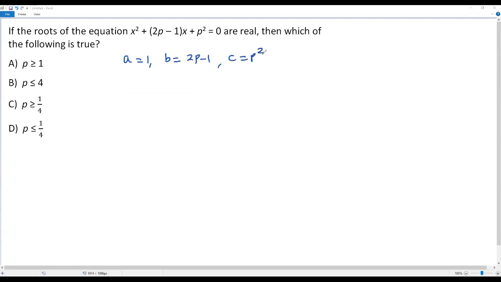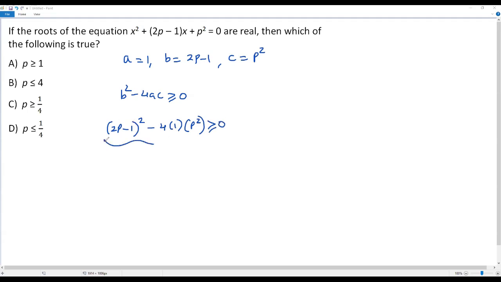As I said already, since the given quadratic equation has two real roots, the value of the discriminant b² − 4ac has to be greater than or equal to 0. Now we can plug in 2p − 1 for b over here. Then I'm getting (2p − 1)² − 4 times the value of a, which is 1, and the value of c is p², greater than or equal to 0.